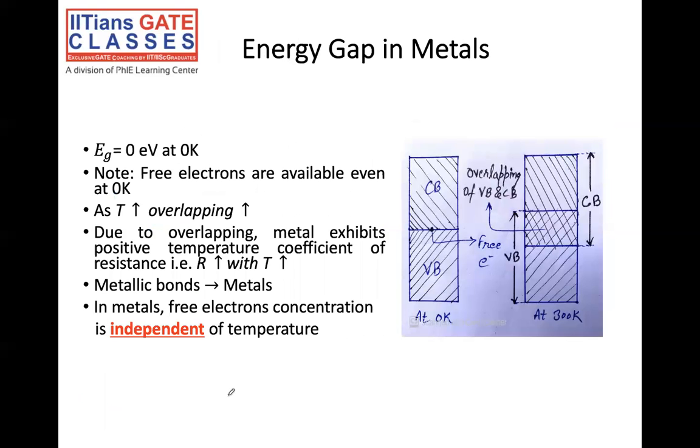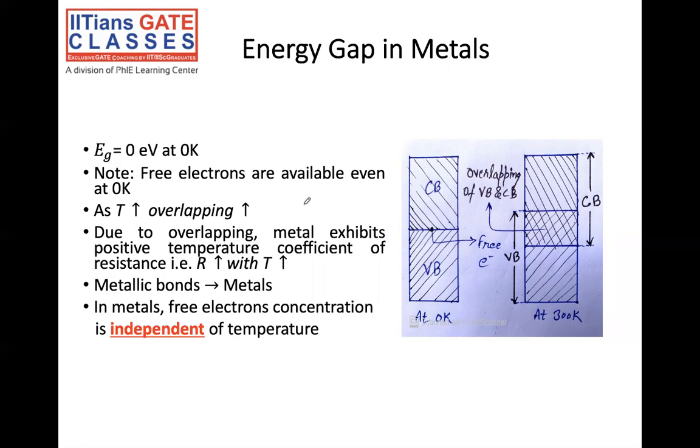Let's move on. Energy gap in the metals. So now we'll understand the energy gap in metals, semiconductors, and insulators. As the diagram says, at 0 Kelvin, the two bands are just touching each other, and we have free electrons. So in metals, Eg is 0 electron volt at 0 Kelvin. And one thing to remember is free electrons are available even at 0 Kelvin in metals.